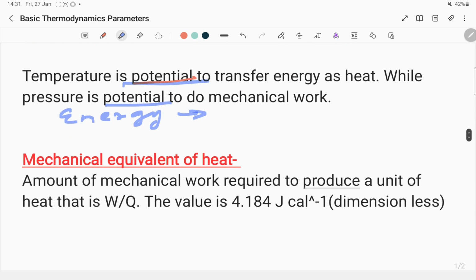The next definition is the mechanical equivalent of heat. So the amount of mechanical work required to produce a unit of heat, that is W by Q. Here W represents mechanical work and Q represents heat. And the value of this constant W by Q is 4.184 joule per calorie. This is basically dimensionless, because joule and calorie both have the dimension of energy. It will cancel out.